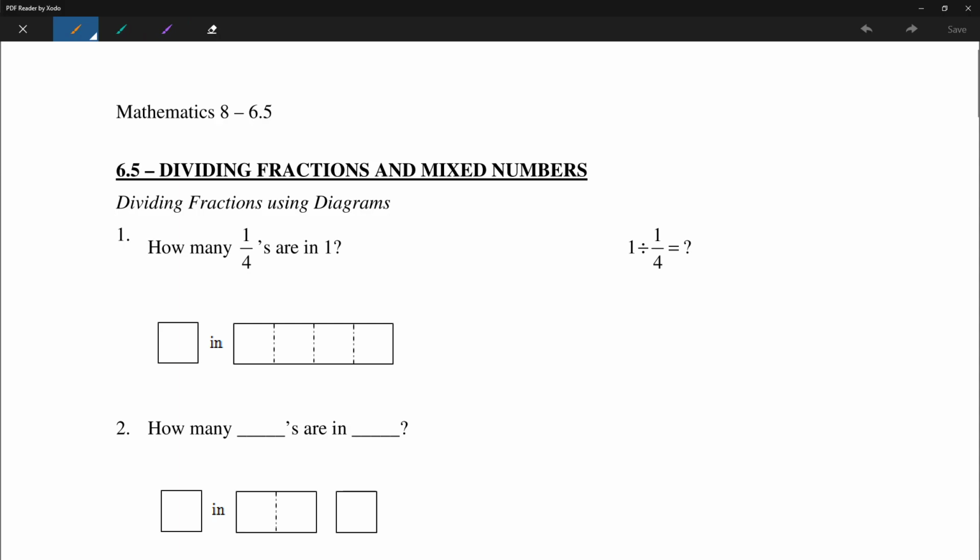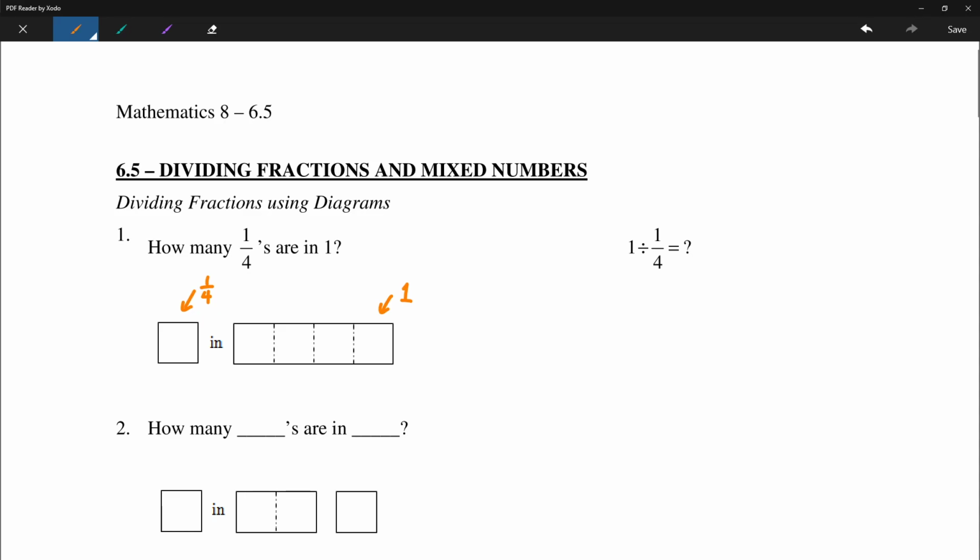As you can see here, we have a couple of diagrams. The rectangle on the right is going to be representing 1, and the diagram on the left is going to be representing 1/4. So the question asks how many 1/4s can fit in 1. And of course, we can see that if the square on the left is 1/4, then 4 of them can fit into the rectangle on the right.